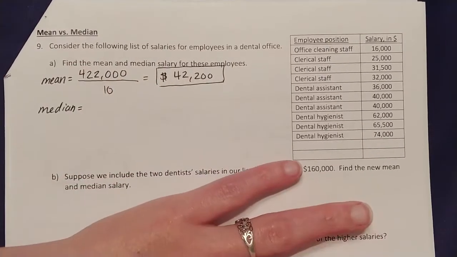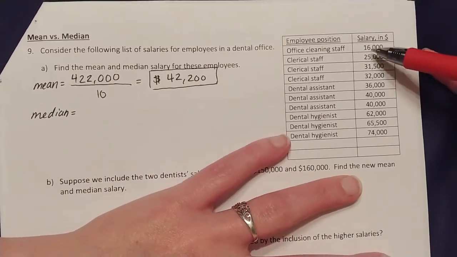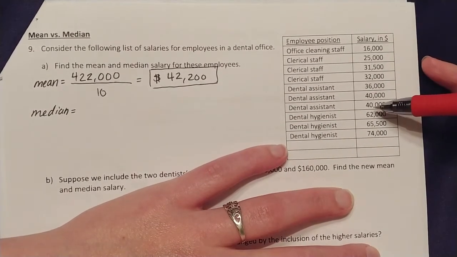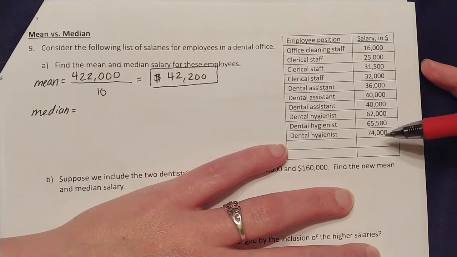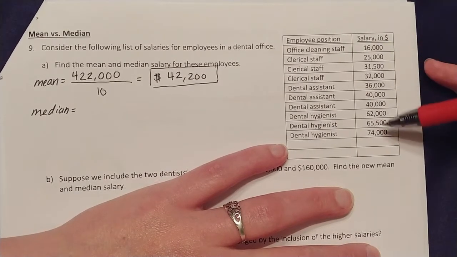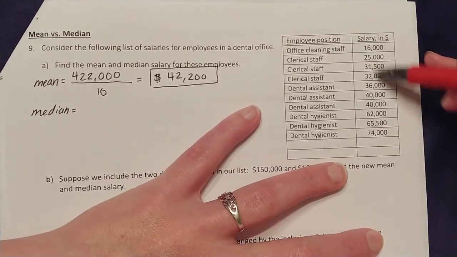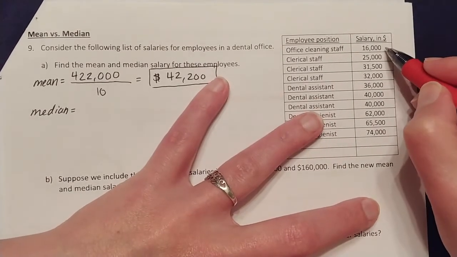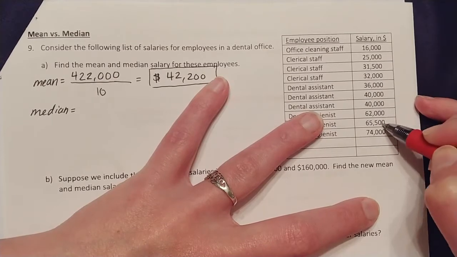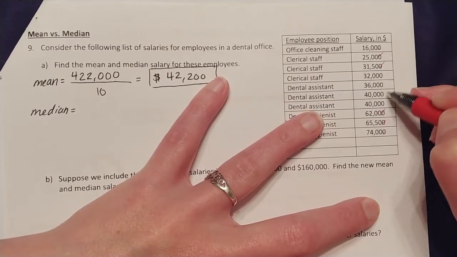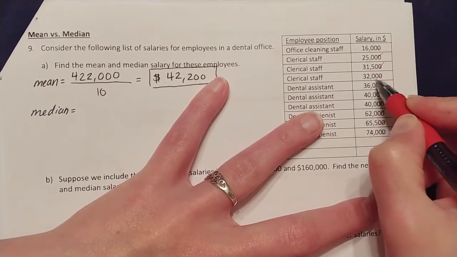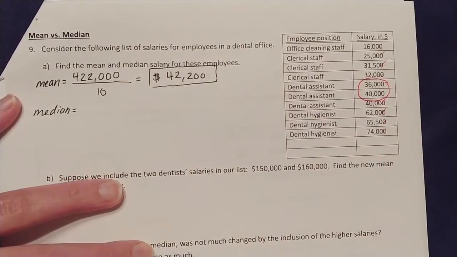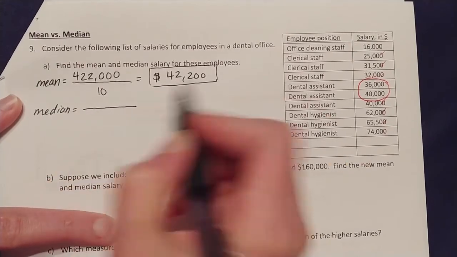Now, if we look at the list, first of all, let's see if they're in order. So 16,000, 25, 31, 32, 36, 40, 40, 62, 65, and 74. So these are already in order. Now, this is 10, which means it's an even number, which means we're going to have 2 in the middle. So if I cancel, cancel, cancel, these are the 2 values in the middle. So to find my median, I have to find the average of these 2 numbers.